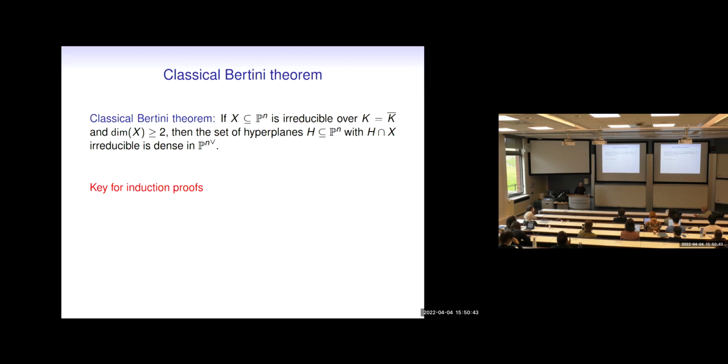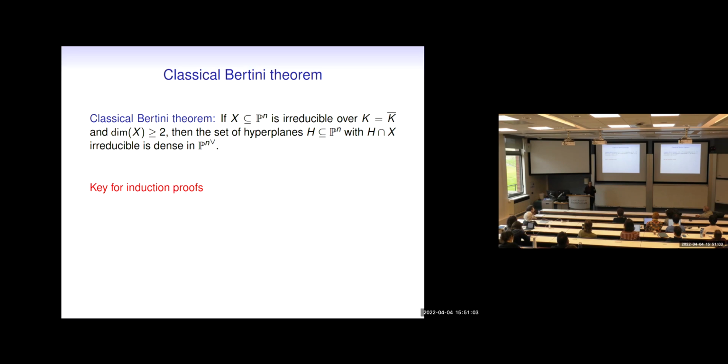So let me remind you first, particularly for any non-algebraic geometers, the classical Bertini theorem. I want to think about it just for irreducibility. I have an irreducible variety of dimension at least 2, a projective variety.